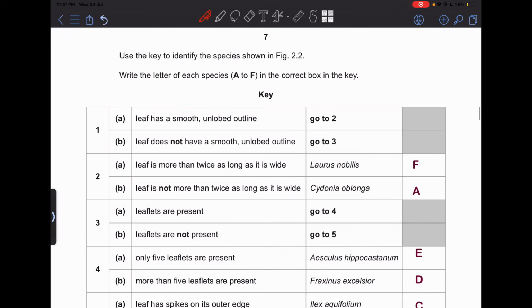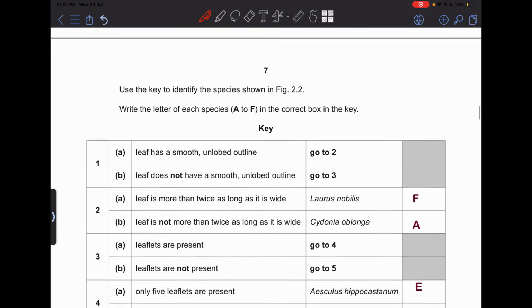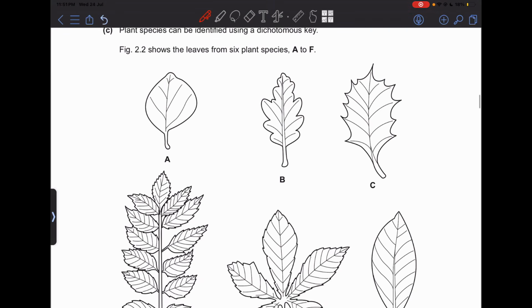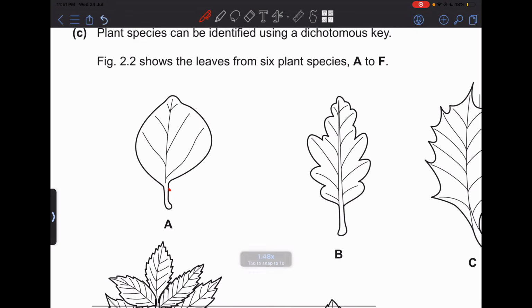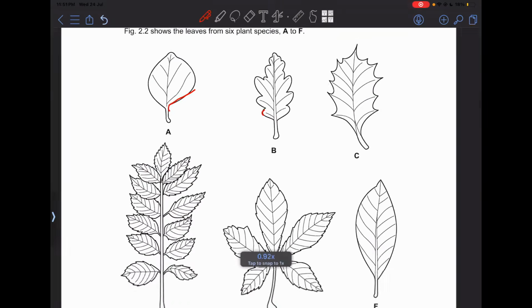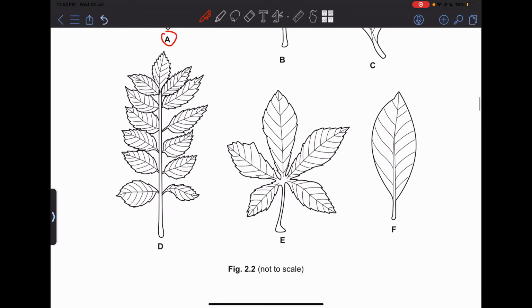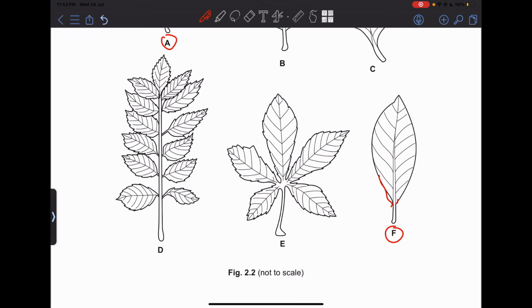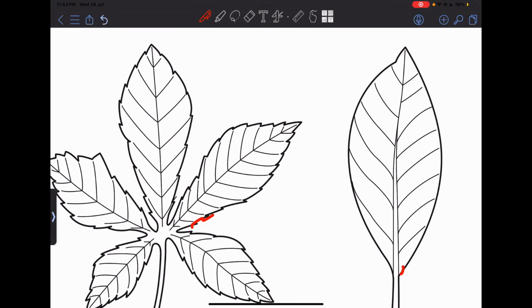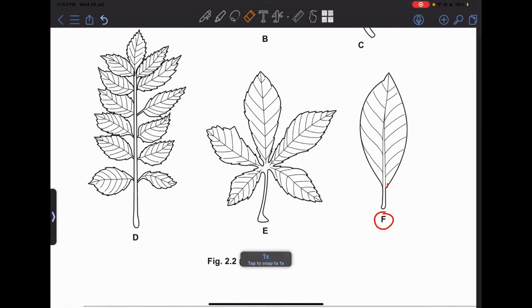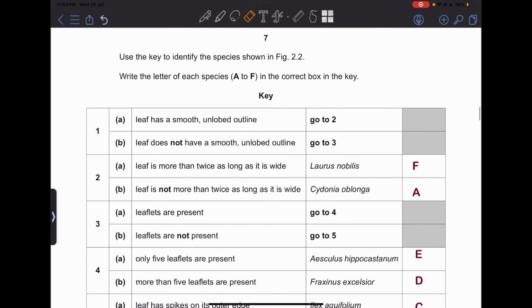So number 1A, a leaf has a smooth unlobed outline. Go to 2. So it has a smooth outline like this one. It doesn't have zigzags like this one. It's smooth on the outside. This applies to A and B. I mean F over here. This is also smooth on the outside, like the outline. And this one has zigzags. So it says if there's this description, you have to go to 2 over here.